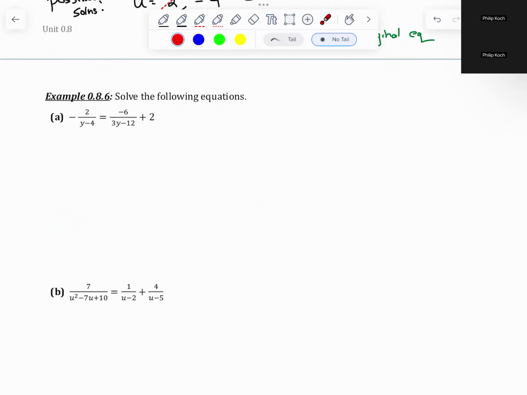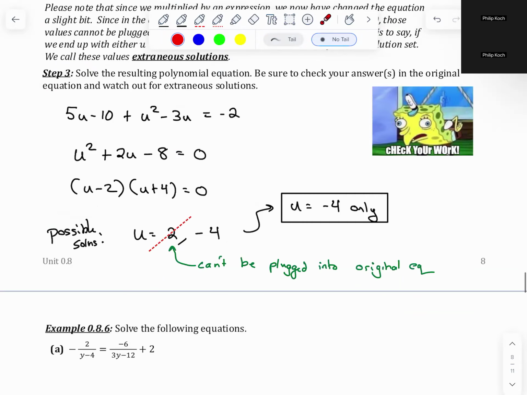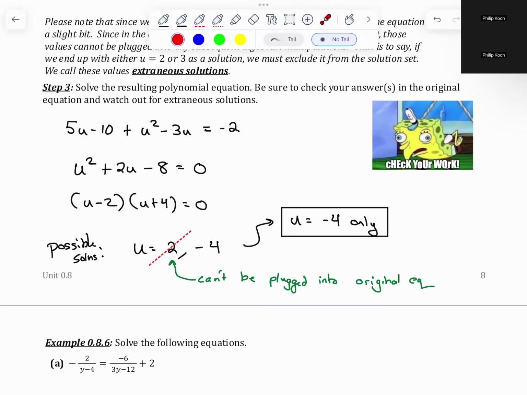Oh, sorry, I didn't let you guys finish it. And then, of course, there's the SpongeBob meme, right? Check your work. I'm dreading the day where that's no longer relevant. I love that picture too much.